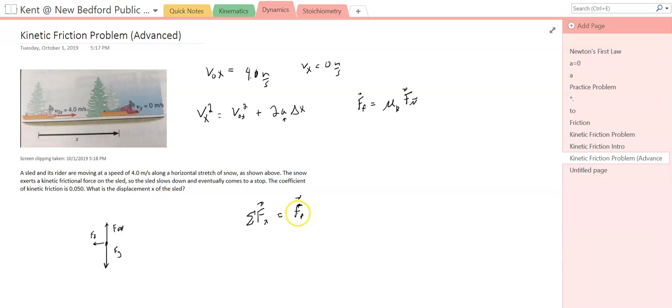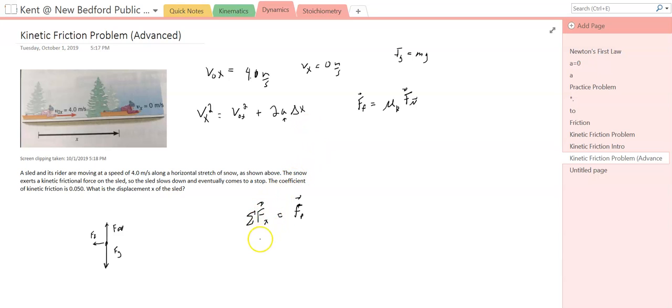Now, some of you may have noticed something already. They never gave me the mass of the sled rider. So you might be telling yourself, Mr. Woodard, this problem is unsolvable because in order to find the normal force, we're going to have to find the gravitational force. In order to find that, we know that the force of gravity is equal to mg. I know I jumped some steps ahead, but some of you guys may be panicking. Don't. We'll see in just a second. We don't need the mass.